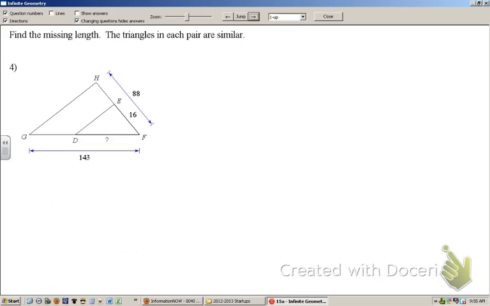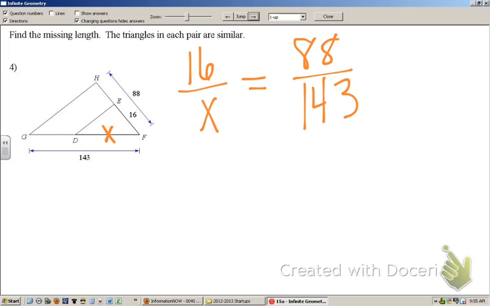Number 4. Find the missing length. The triangles in each pair are similar. We are looking for the question mark, which is X right here. We're looking for DF. We're looking for segment DF. So I have to match up corresponding parts. 16 corresponds to X. I know. Right? And then 88 would correspond to 143.